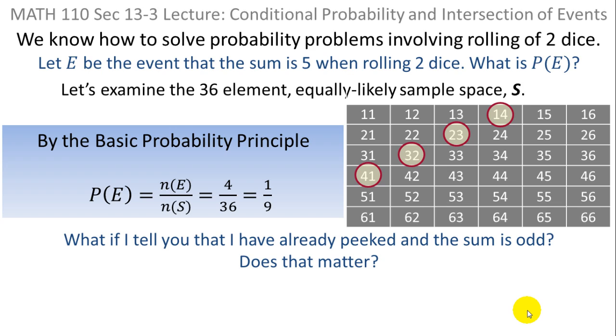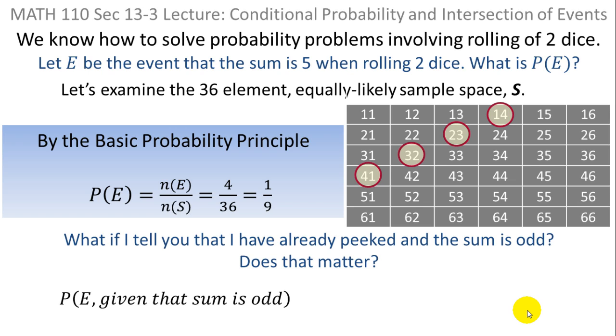What if I told you that I've already peeked? I haven't shown you the roll yet, but I've already peeked, and the sum of the dice is odd. Does that matter? Does that change your perception of what the probability of getting a sum of 5 is, if you know for sure that the sum is odd? Let's investigate that a little. I'm looking for, and I'll write it in this written-out notation right now, the probability of that event E, given that I know that the sum is odd.